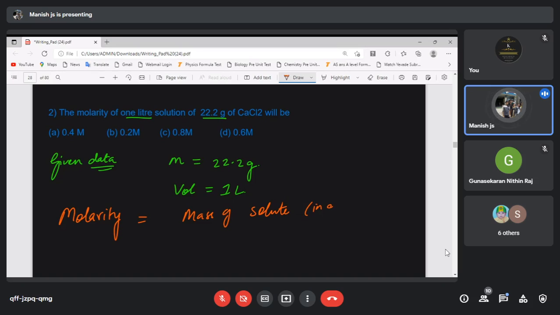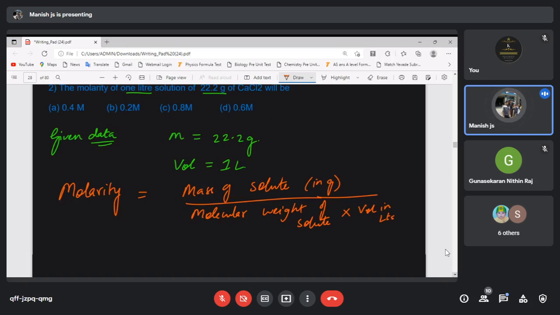Mass of solute in grams, divided by what value? Divided by the molecular weight of solute, divided by volume. Into volume, nothing but in liters. So this is the basic formula that we are going to use.